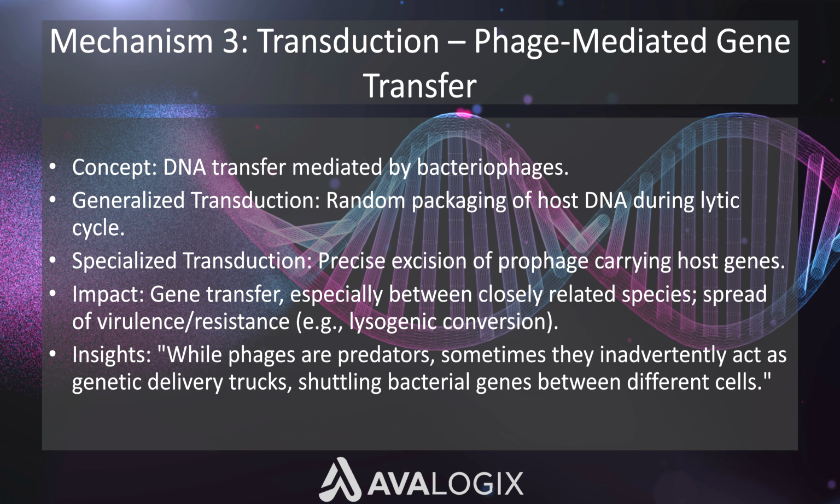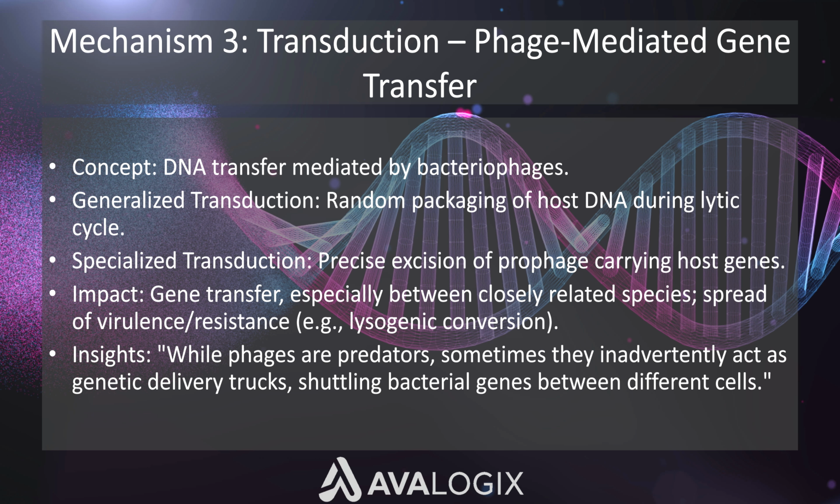The third major mechanism of horizontal gene transfer, HGT, is transduction, where bacterial DNA is transferred via bacteriophages. Unlike our previous focus on phage life cycles, here we highlight their role in bacterial gene exchange. There are two main types. 1. Generalized transduction. Occurs during the lytic cycle.